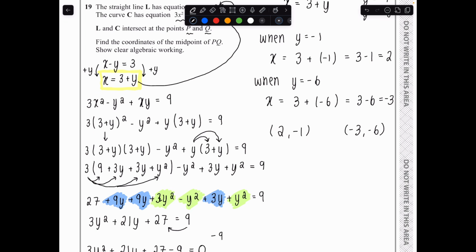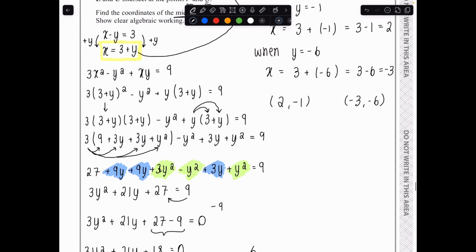We haven't. So we found out what our points P and Q are, but where we get the final marks is by finding the midpoint. Now, how do we find the midpoint of two coordinates? One way you could do that is by thinking about it visually, right? So if we have a small sketch here, (2, -1) is somewhere here, isn't it? (-3, -6) is somewhere here, isn't it? And what we want to do is find where the middle of this is.